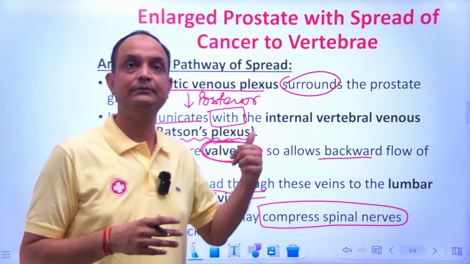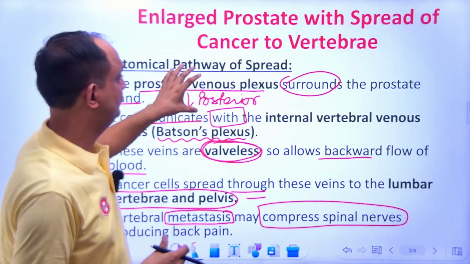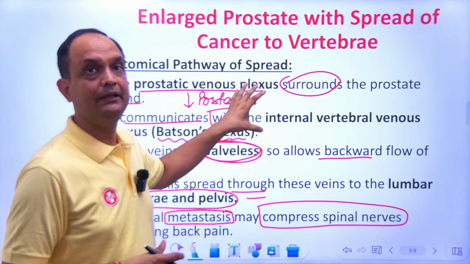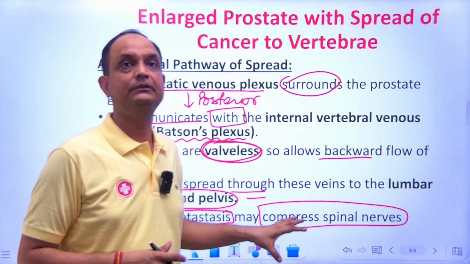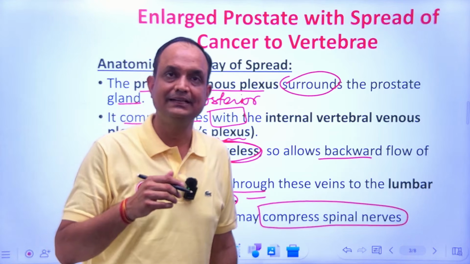But how will these metastases take place? From the prostate there is a deep connection with the vertebral venous plexus, which is a valveless connection.